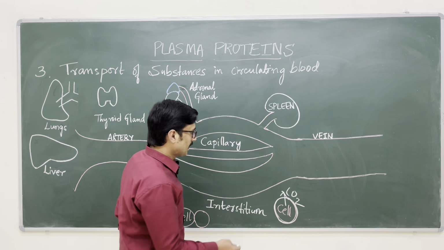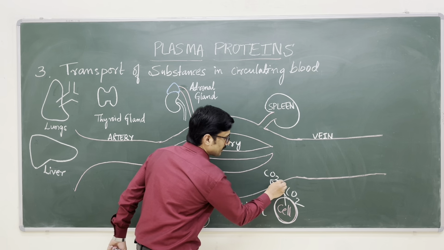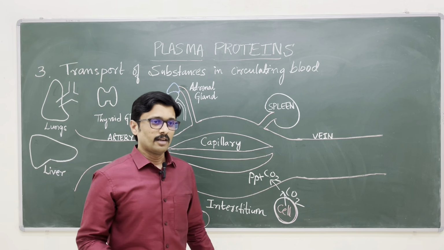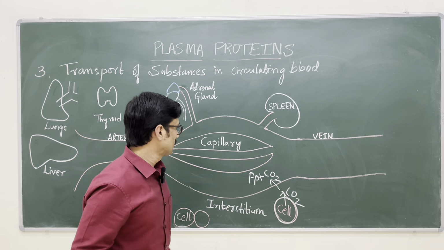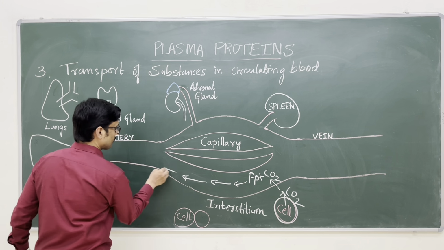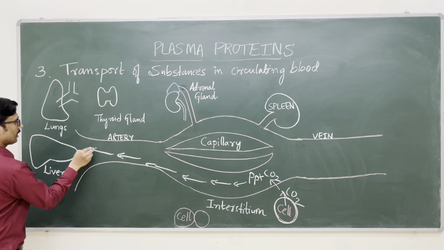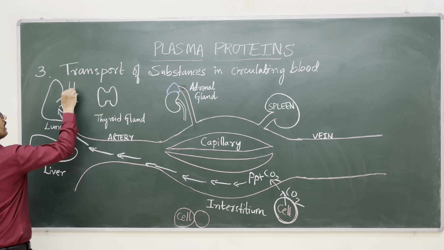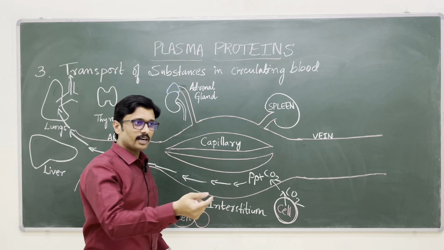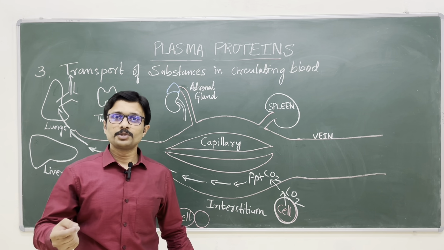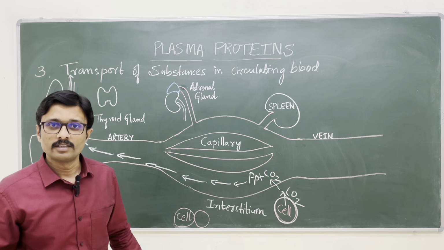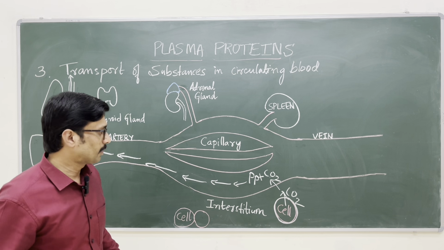Carbon dioxide will enter the capillaries. This carbon dioxide in the capillary will bind to the plasma proteins and form carbamino compounds, and along with the plasma protein in circulation it is carried to the lungs, and from the lungs it is released to the atmosphere. So carbon dioxide is transported in the blood bound to plasma protein, forming carbamino compounds. There are other ways of transport of carbon dioxide also, but this is one way.